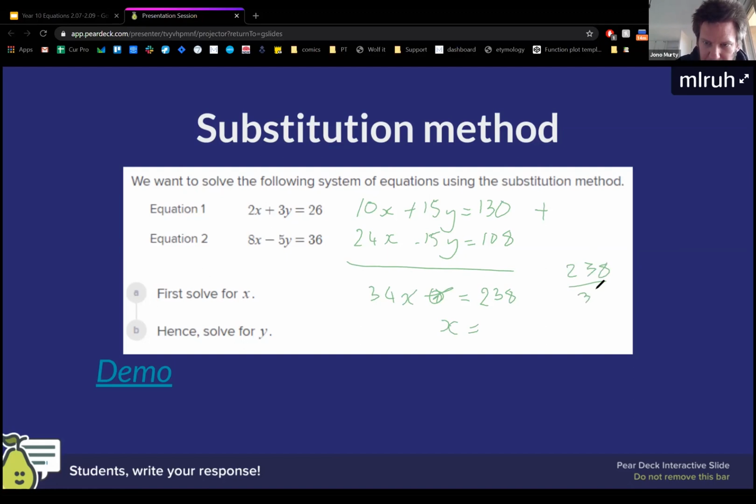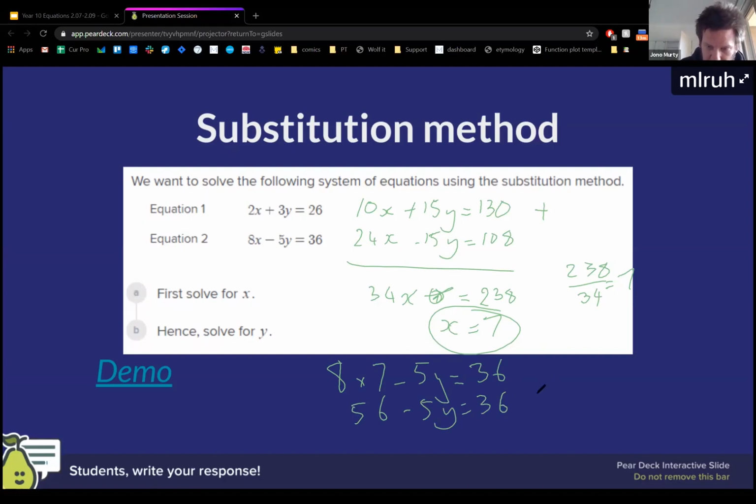238 divided by 34. 7 times 34 is 7 times 30 is 210. 7 times 4 is 28. So x equals 7. That's a bit better. I don't know what I did earlier. Now we have solved for x. We can substitute that in to equation 2. 8 times 7 minus 5y equals 36. 56 minus 5y equals 36. That's much nicer numbers here.